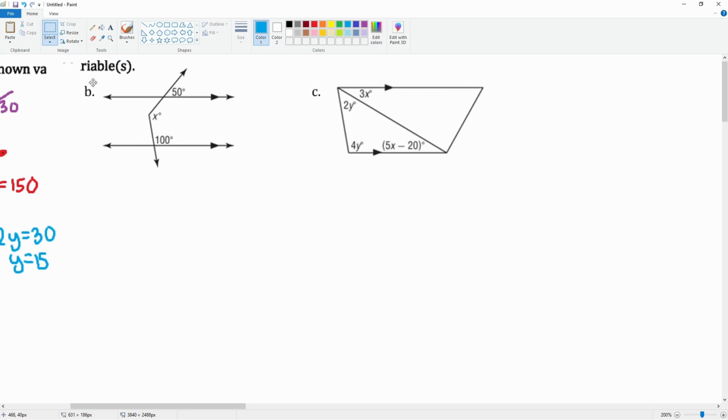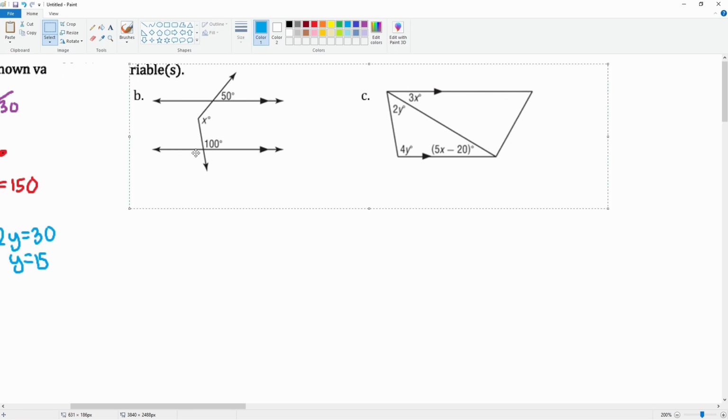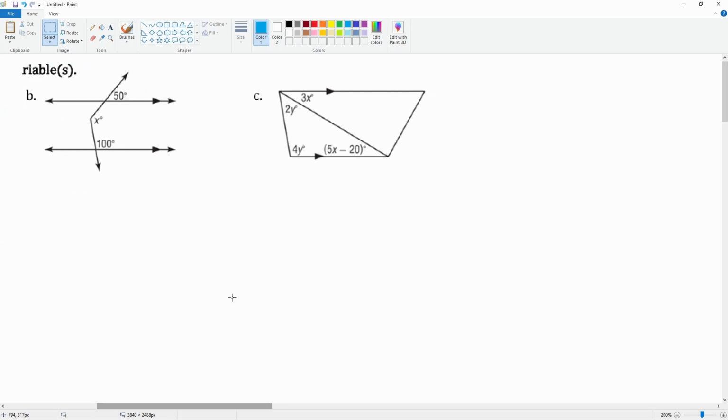So for B, it looks like we have two lines that are parallel, and there's this weird bend here. So what you want to do is extend this line. Okay, so this can be one transversal, okay? And then this could be another transversal, doesn't matter, okay? We can call that T2 if you want.